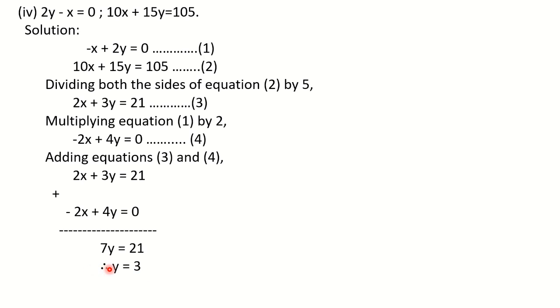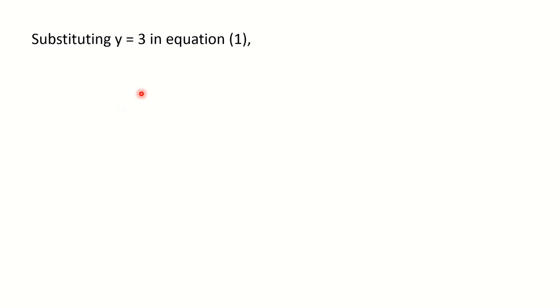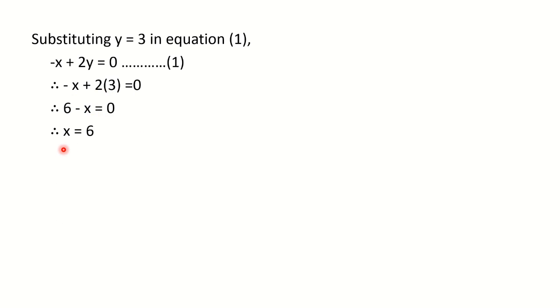Now this value you can put in any one equation. You can choose any one equation. So substituting y is equal to 3 in equation 1, since equation 1 is simpler. This is our equation 1, minus x plus 2y is equal to 0. In place of y we are going to write 3. So minus x plus 2 into 3 is equal to 0. That is, 2 3s are 6, I have written first, and then minus x is equal to 0. Now I can shift this minus x this side, that is going to become plus. So what am I going to get? x is equal to 6.